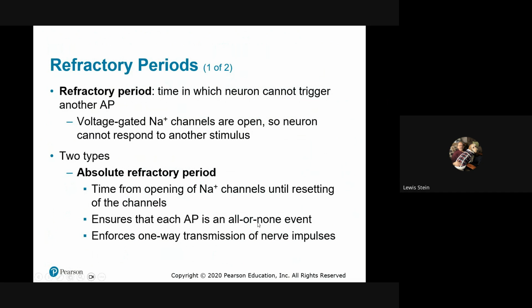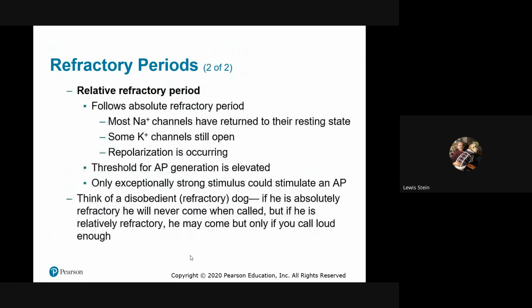Time from opening of sodium channels until resetting of the channels ensures that each action potential is an all or none event and a one-way event. That's what's so important about those inactivation gates. I doubt I'll ask more than a question about this. I'm not going to talk about the heart or anything else on this final exam material. But I'm trying to give you the foundation to understand AP2.